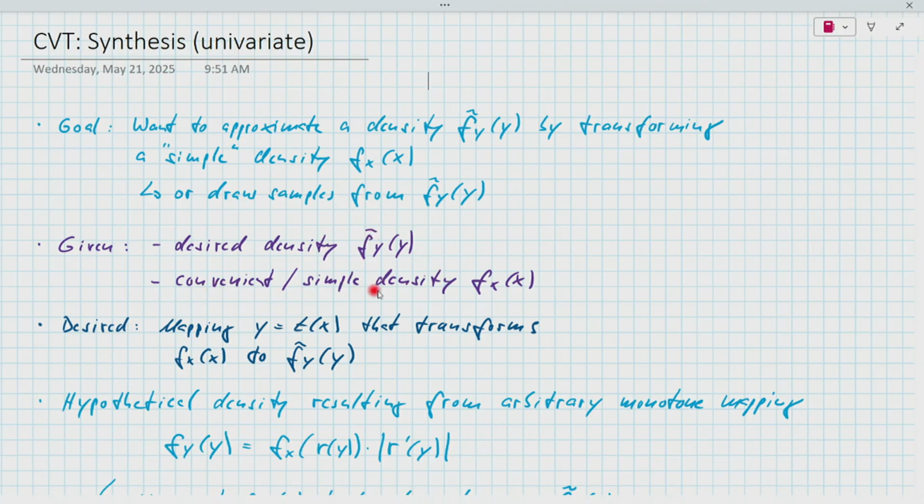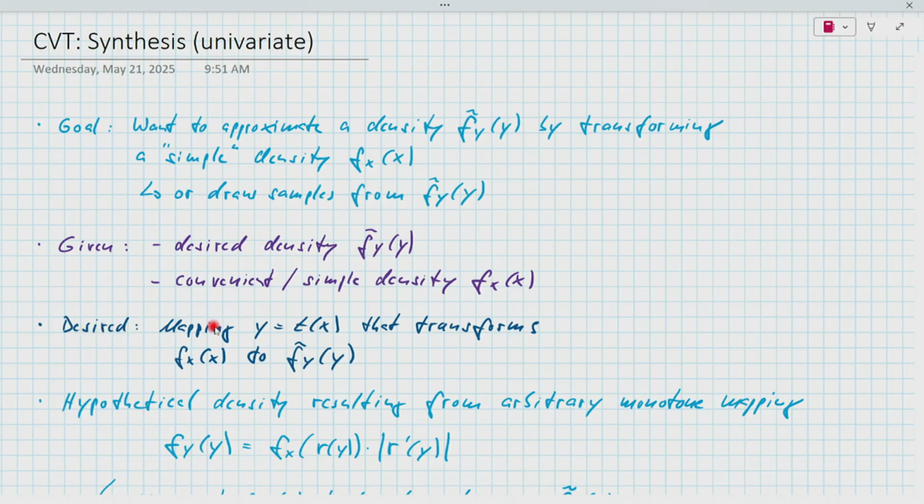Then we select, so this is our selection, we select some convenient, some simple density, Fx of x. Usually that will be uniform or Gaussian, but there's no need. Could be any density, at least as it fulfills your constraints, your conditions. For example, it is easy to sample from, or it has a very simple analytic form. So the uniform density has the advantage. It is constant everywhere, very simple to evaluate, stuff like that.